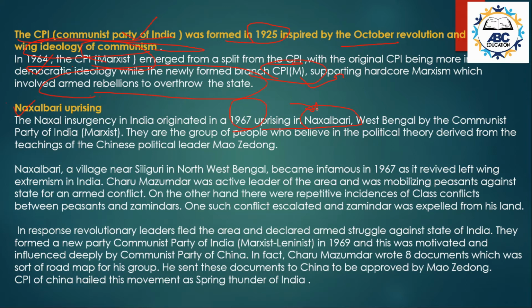So basically हुआ क्या था, ये पूरा स्टोरी क्या था कि there was an armed peasant revolt which took place in this small village of Naxalbari in West Bengal, and it was actually led by the Communist Party of India Marxist. And this armed peasant revolt, which was led by the Communist Party of India Marxist, its active leader was Charu Majumdar. Okay, Charu Majumdar was its active leader.